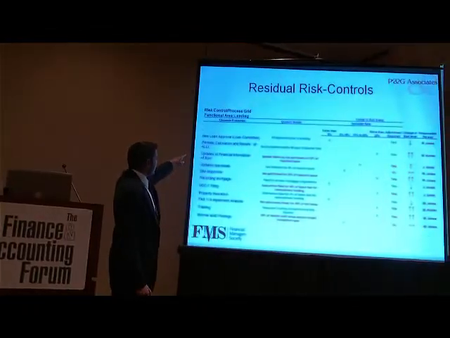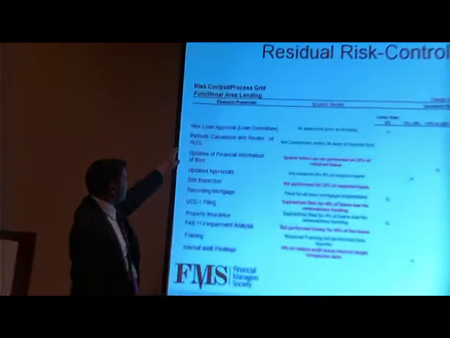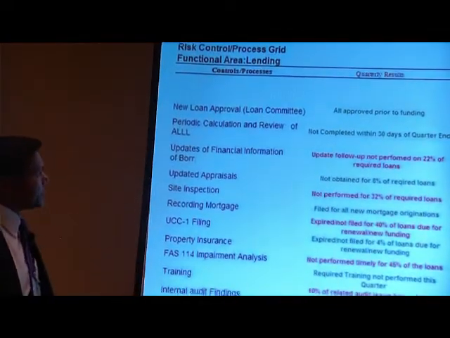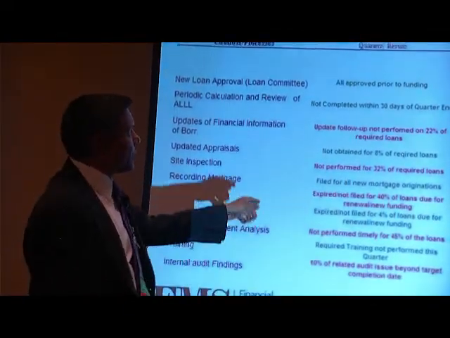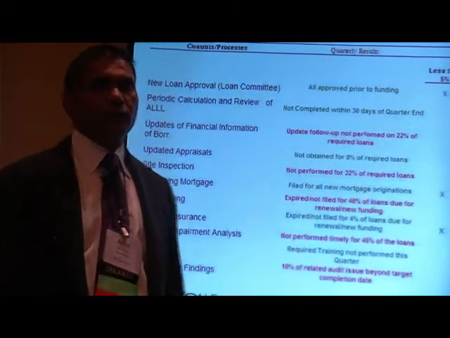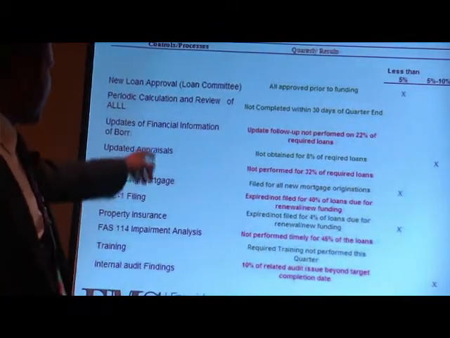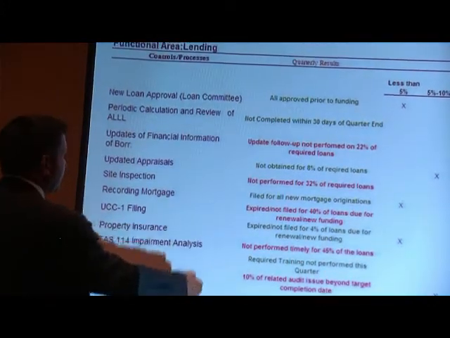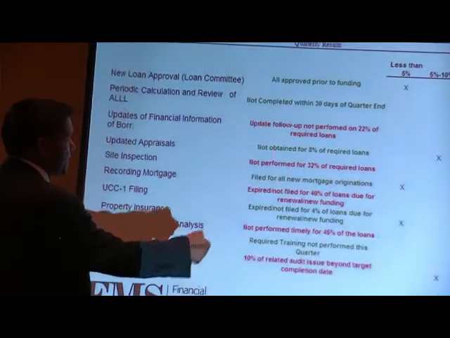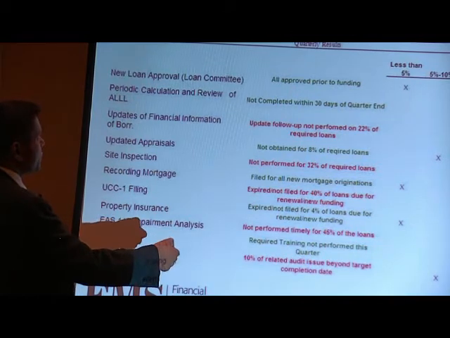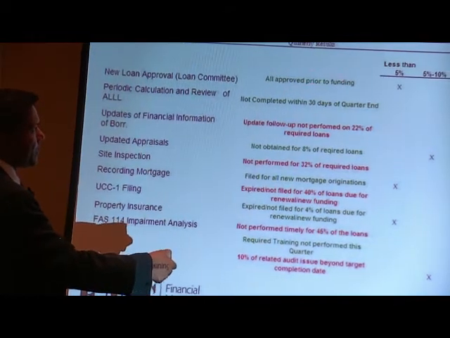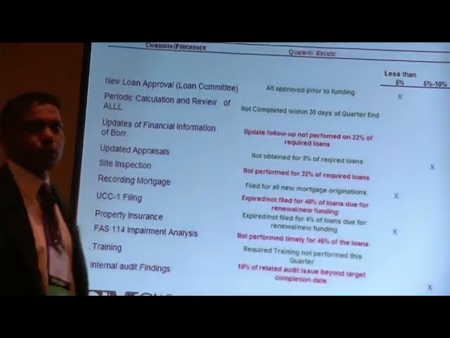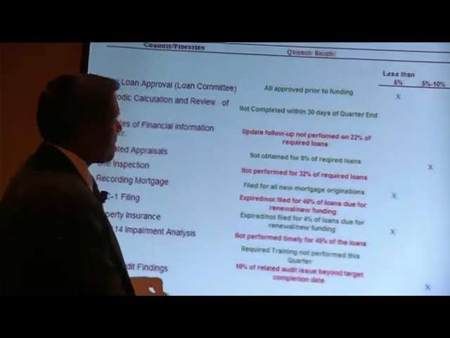Again, the lending area, we have all the same controls we talked about before, new loan approval, periodic calculation. And now we're measuring this risk for the quarter ended March 31st. So this quarter, we take a look, and this is the result of the controls. We notice new loan approval, all approved prior to funding. So every single loan in the quarter was approved by the loan committee.